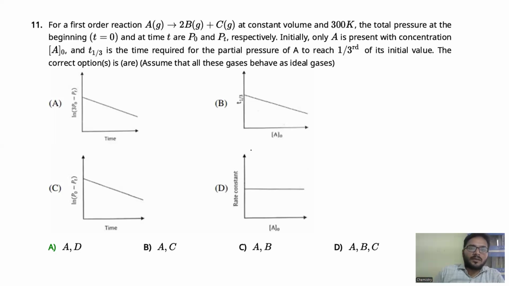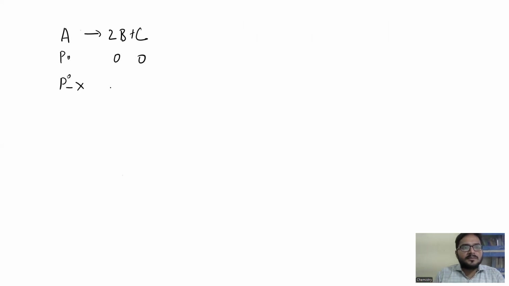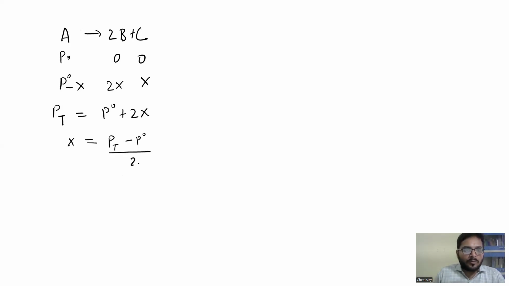So we have an equation. What is the equation we have? A gives rise to 2B plus C. Say the initial pressure is P naught. Initially B and C are 0, 0. Finally, A is P naught minus X, B is 2X, and C is X. So P total is equal to P naught plus 2X. Therefore, X is equal to (P total minus P naught) by 2.